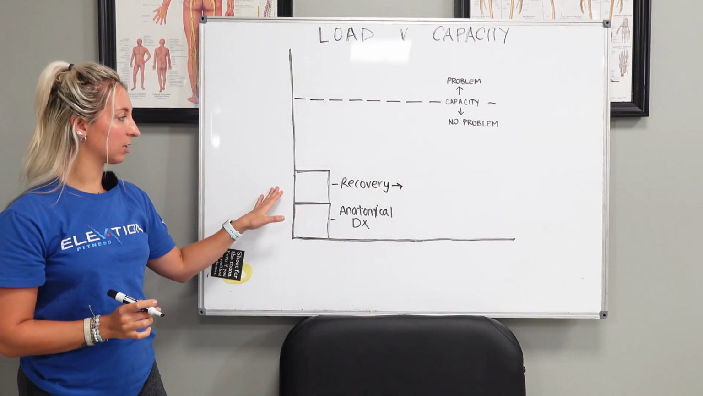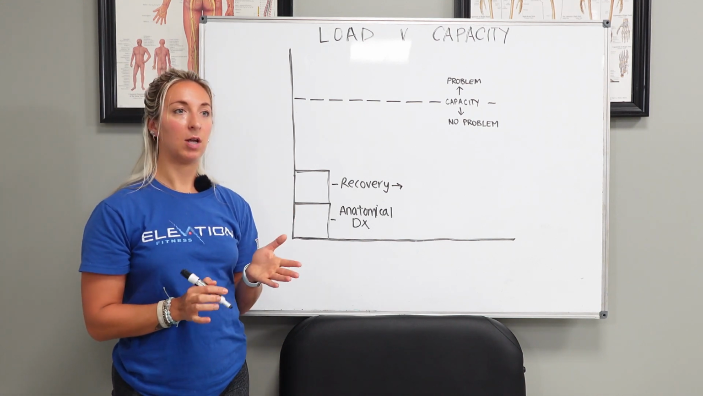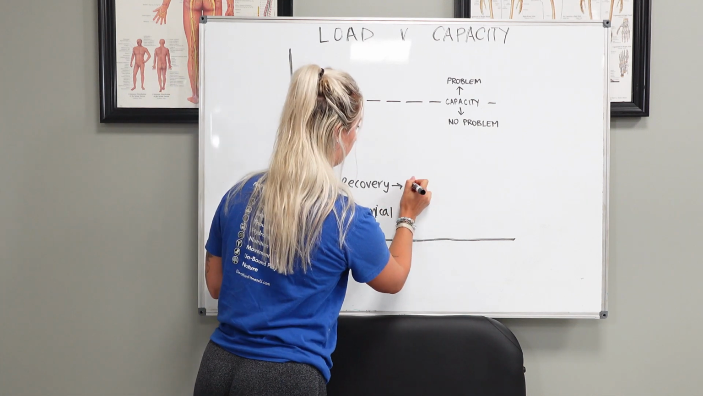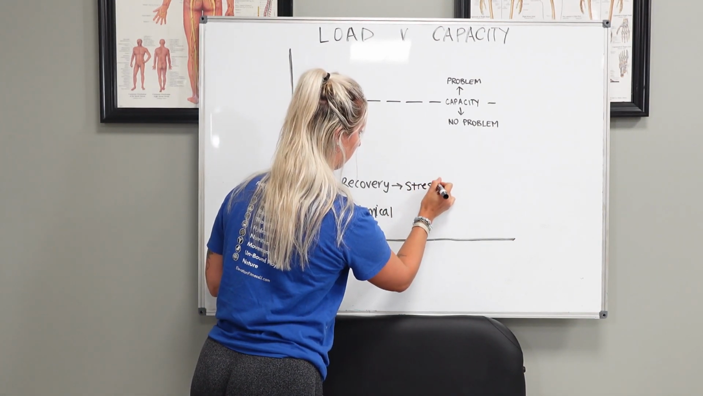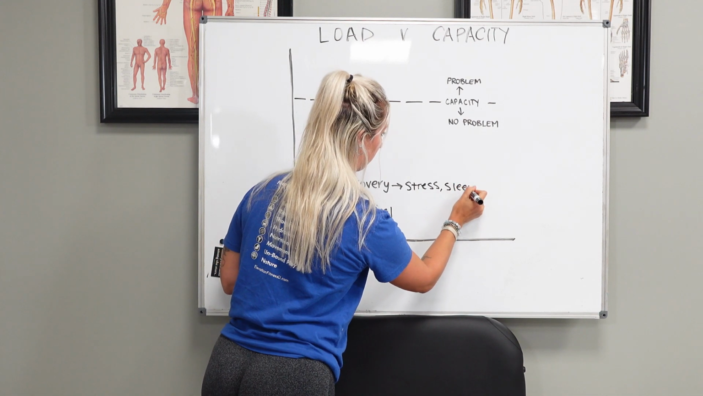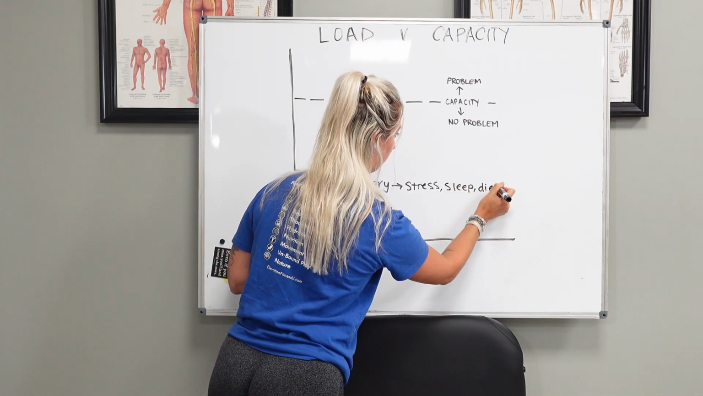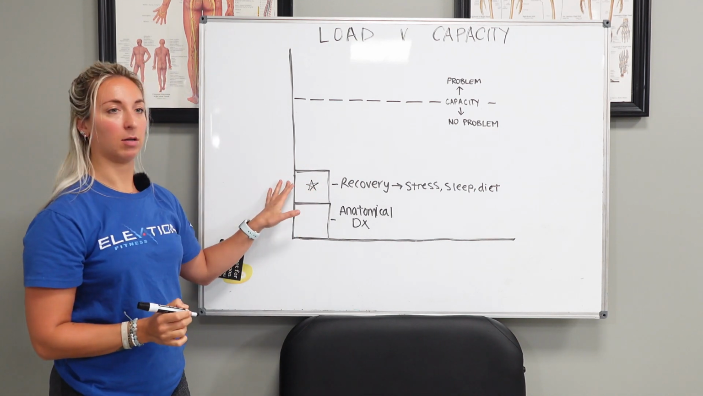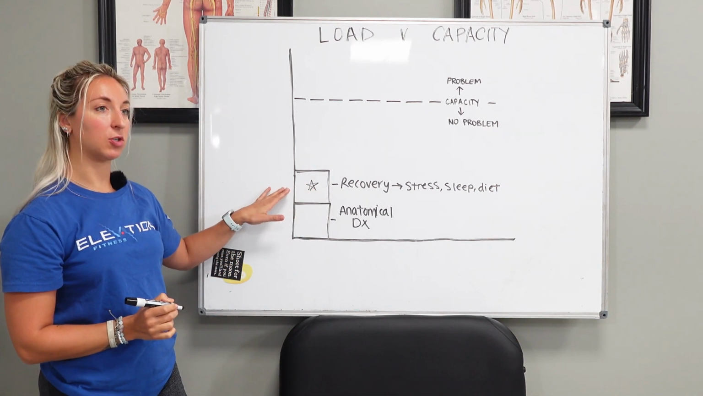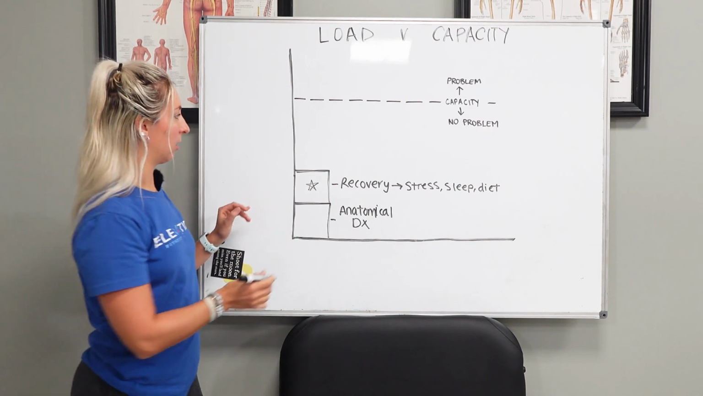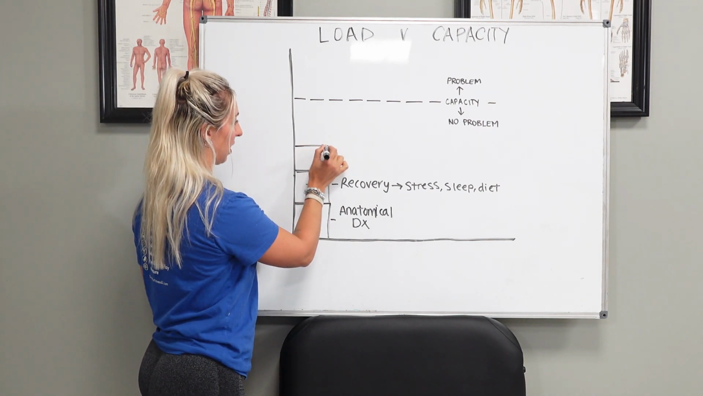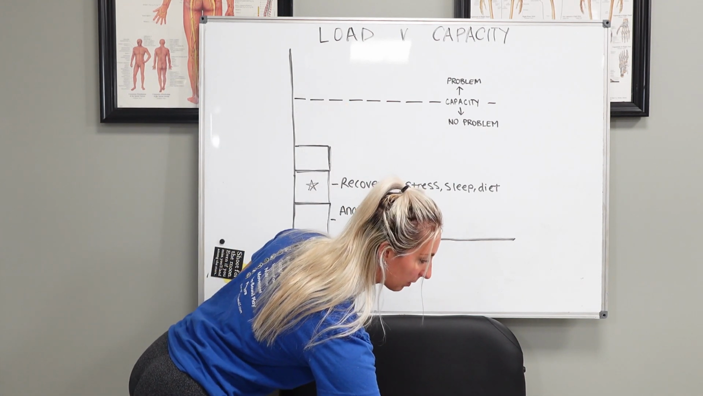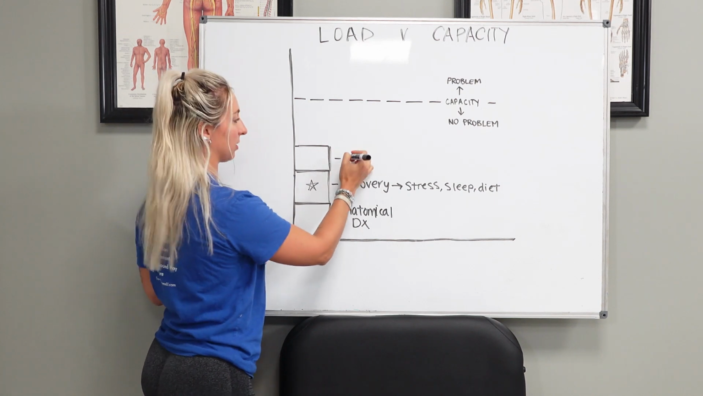Inside your recovery box, you have three main components: stress, sleep, and diet. I'm going to put a star in this box, and I'm going to come back to it. This is the box your client has the most control over. The box on top of that is functional diagnosis.